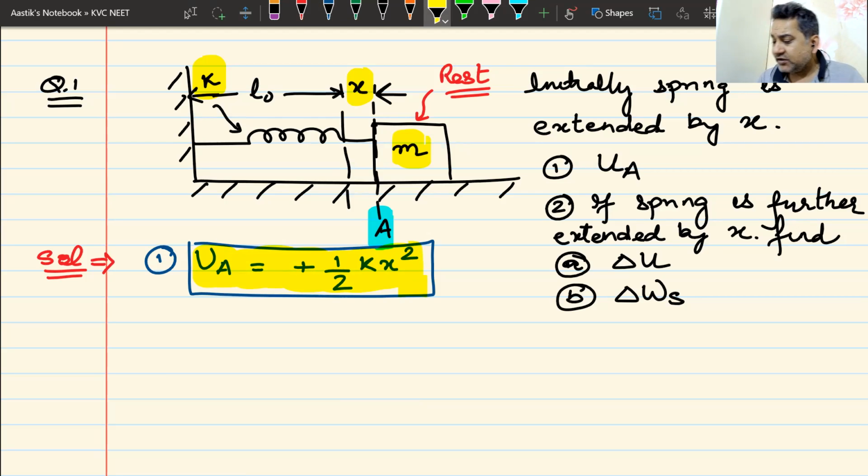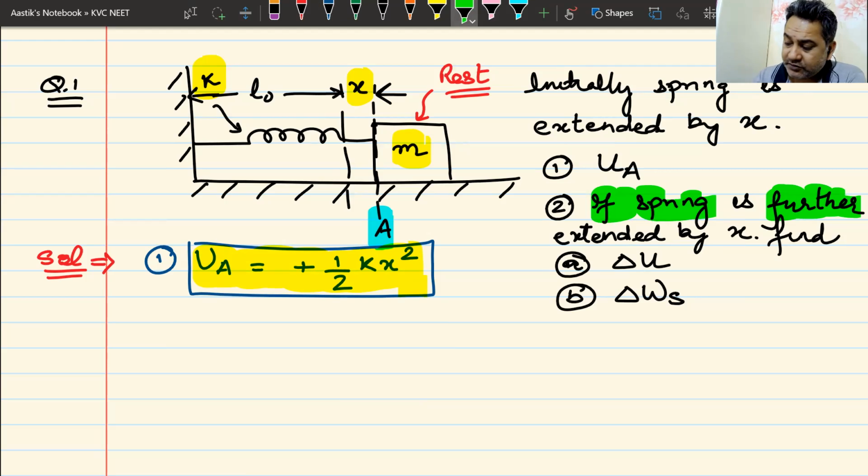If the spring is further extended by x, spring is further, remember the word further. So I'm marking out the important words. Further extended by an amount x.